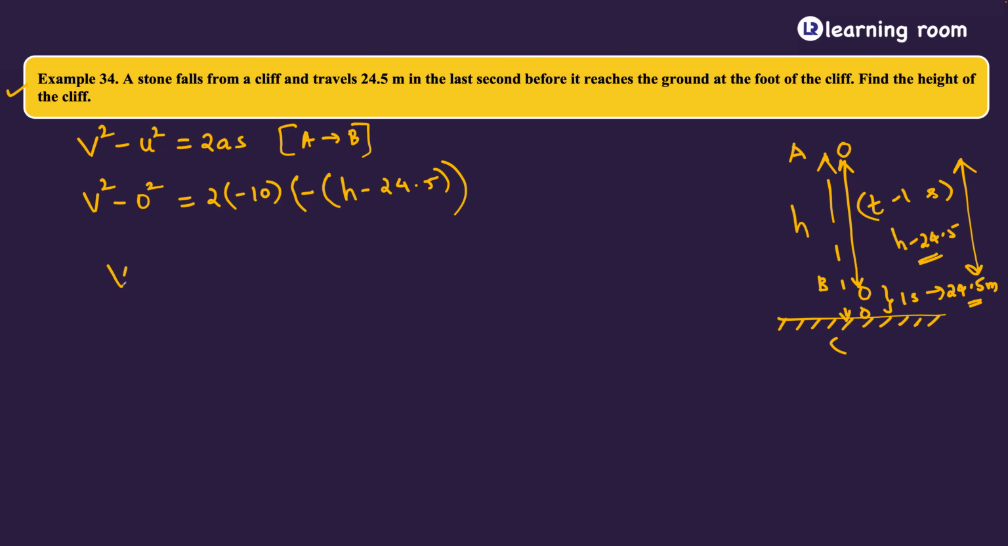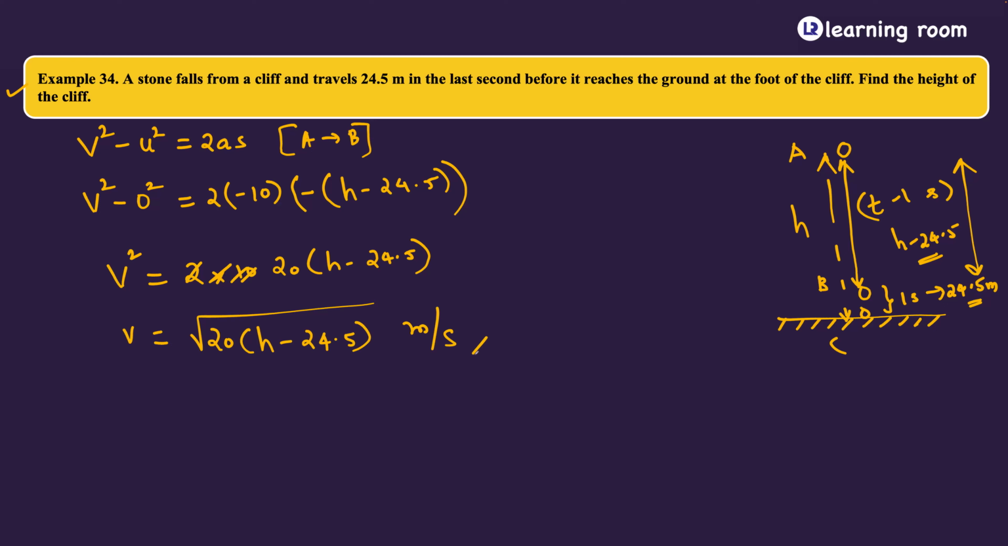Am I right? So v square is equal to 2 into, this is going to be 10, that is 20 into h minus 24.5. So this is v square. Minus of minus will become plus. v square can't be negative now. Simple. So v square is equal to 20 into h minus 24.5. Now this will be the initial velocity for the next part of the journey. Right. So v is equal to square root of 20 into h minus 24.5 meter per second. Makes sense?